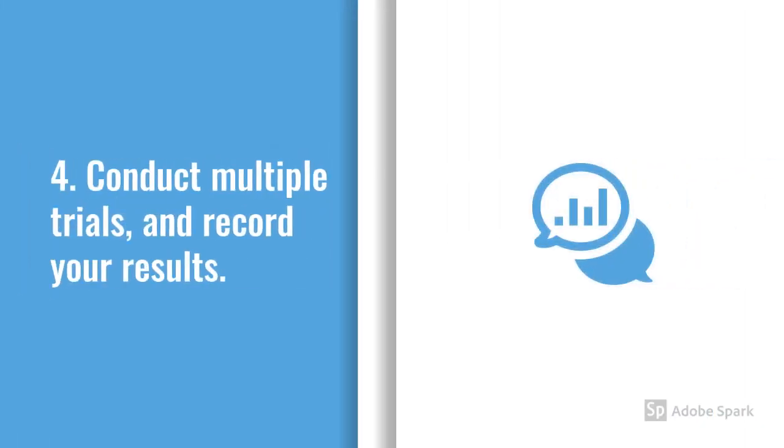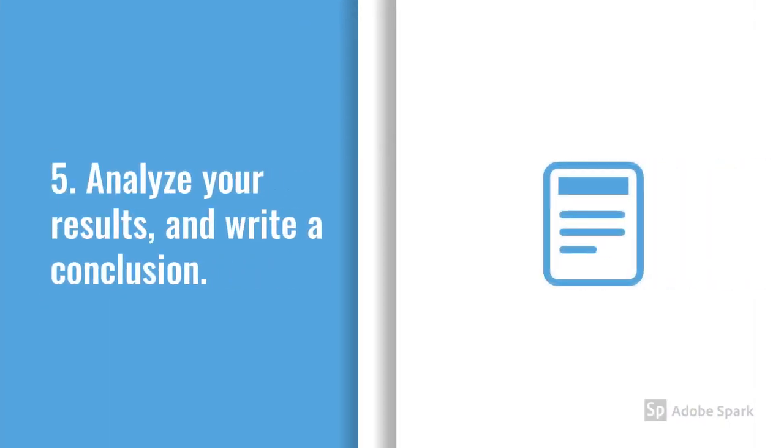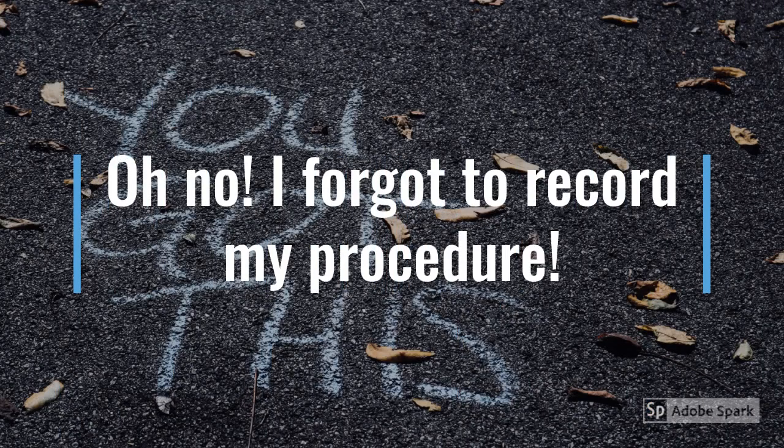Four, scientists conduct multiple trials and record their results. Did the author do this in this text? And five, scientists analyze their results and write a conclusion. Did the author do this in this text? Oh no, you may have realized that the author forgot to record the procedure. You're going to help with this today by writing a procedure for this experiment.